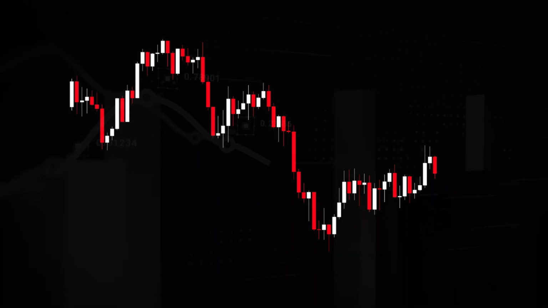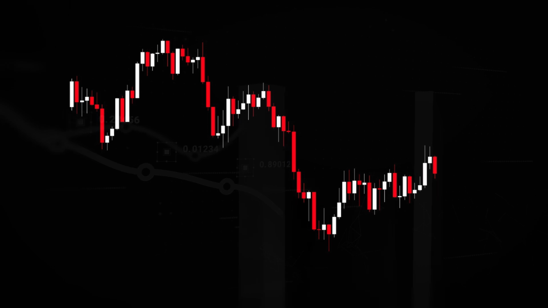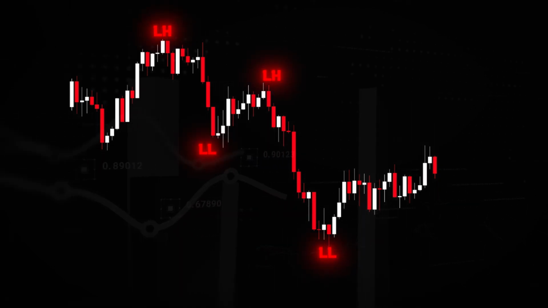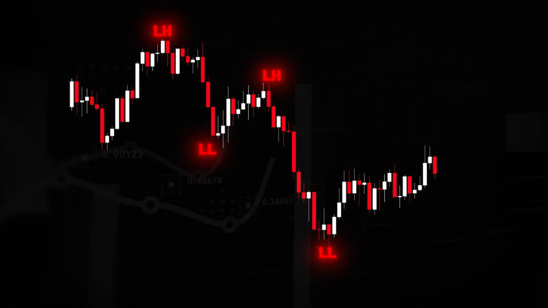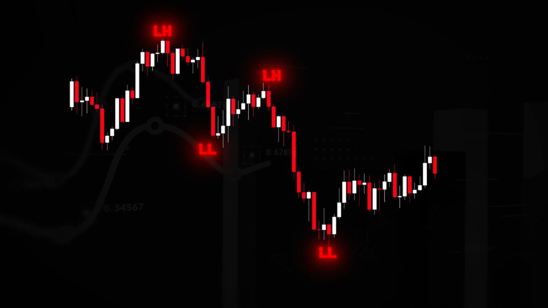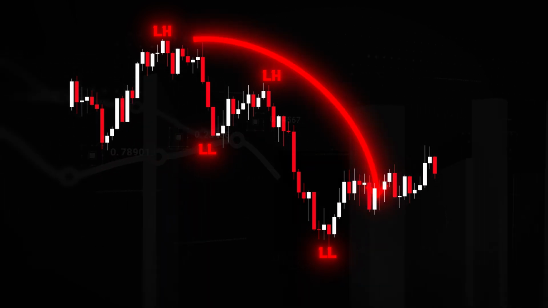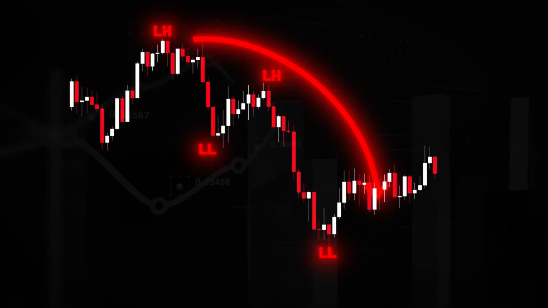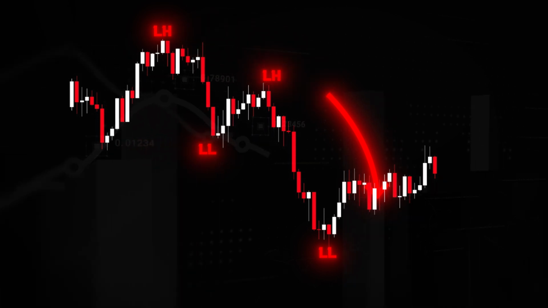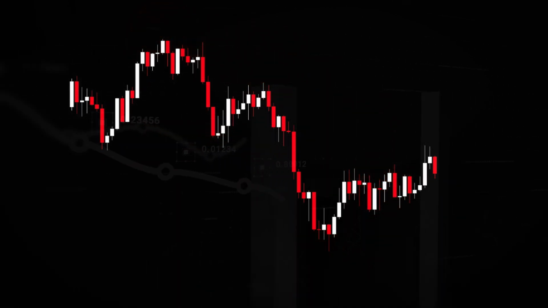Can you identify the market trend? Yes, that's correct. The structure is bearish because we have a series of lower highs and lower lows. Therefore, we are looking to enter short positions during pullbacks. In this example, the market is in a downtrend with consecutive lower highs and lower lows. This indicates a bearish structure.